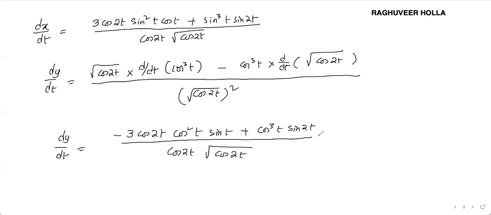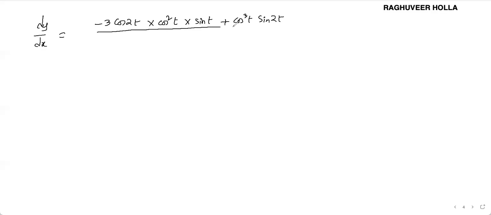Now let us find dy by dx. So dy by dx is minus 3 cos 2t multiplied cos square t multiplied sin t plus cos cube t sin 2t, divided by 3 cos 2t cos t sin square t plus sin cube t sin 2t.